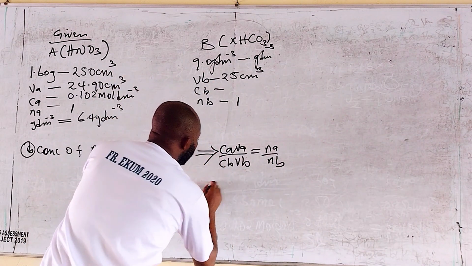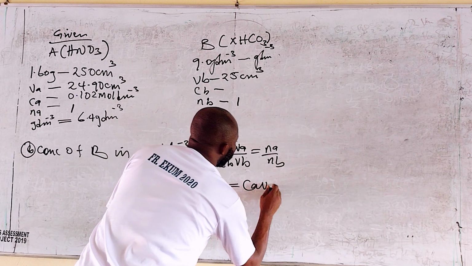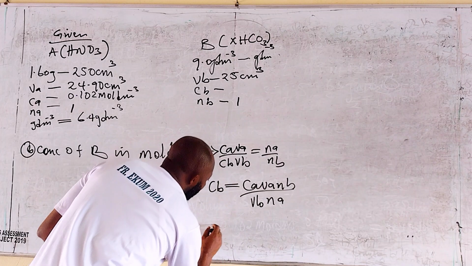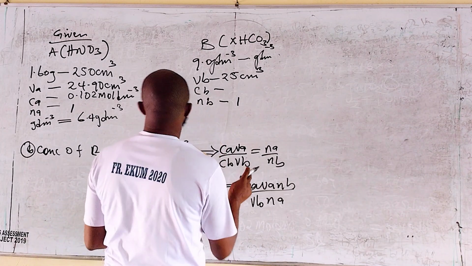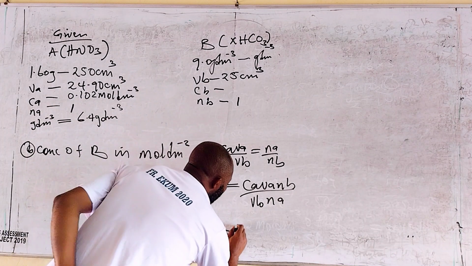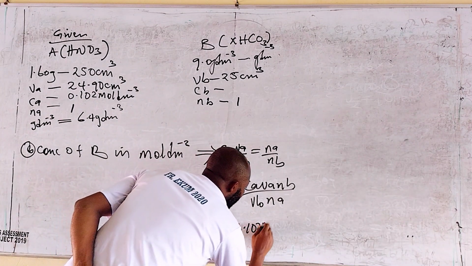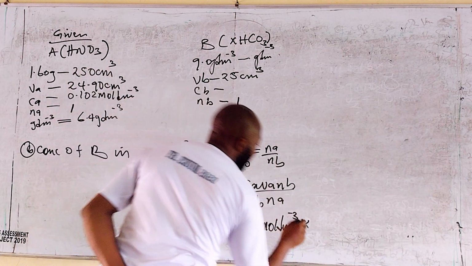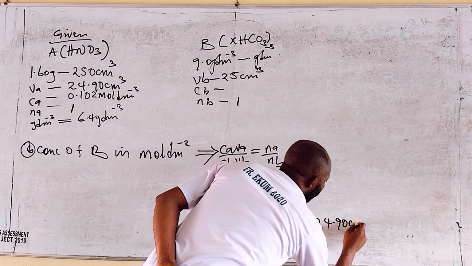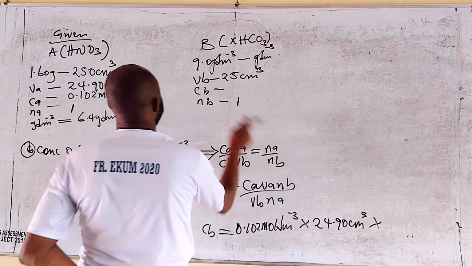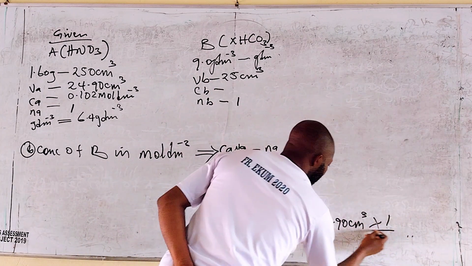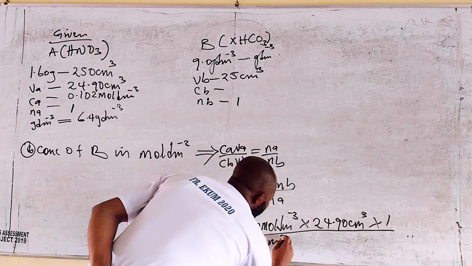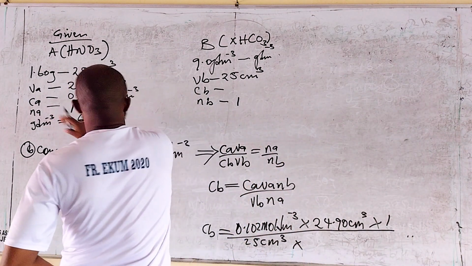Now we're looking for CB, so CB is equal to CAVA NB over VB NA. So CB is equal to concentration of the acid, 0.102 mole per dm cube, volume of the acid is 24.90 cm cube, number of moles of the base is 1, all over volume of the base, which is 25 cm cube, times number of moles of the acid, which is 1.